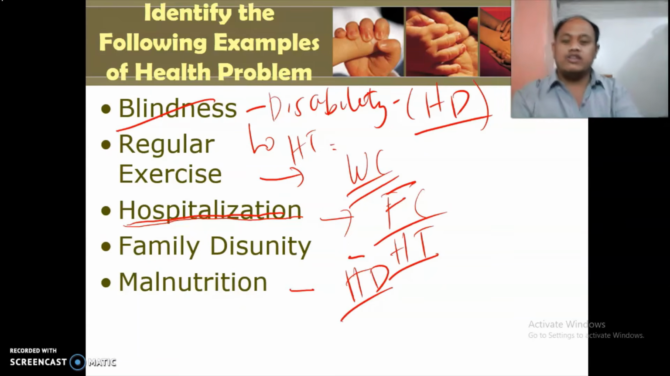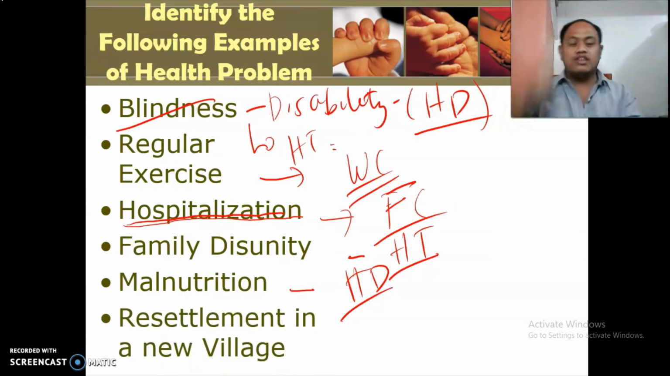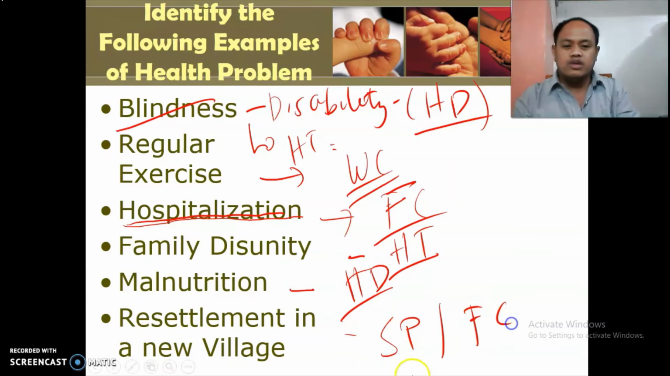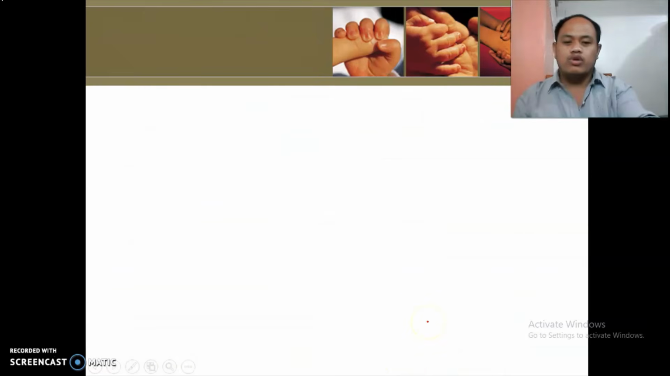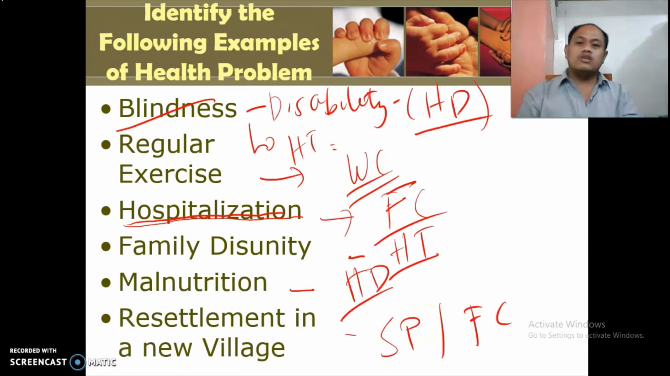Okay, I hope that we are still good with this one. Let me continue with the last one. Resettlement in new village. Okay, biglaang paglipat or expected na paglipat sa bagong lugar, bagong kakilala, bagong situation. So this is an example of your, okay, I know that you know the answer for this one. This is an example of your stress point or your foreseeable crisis. So these are examples of your first level assessment.